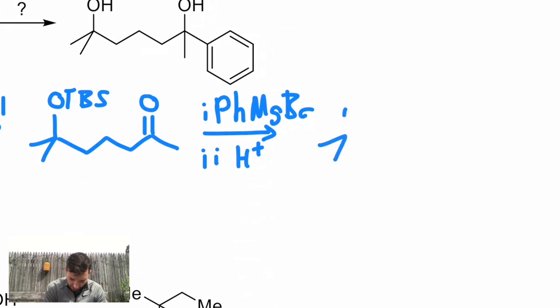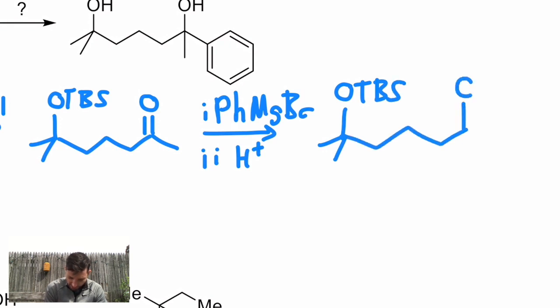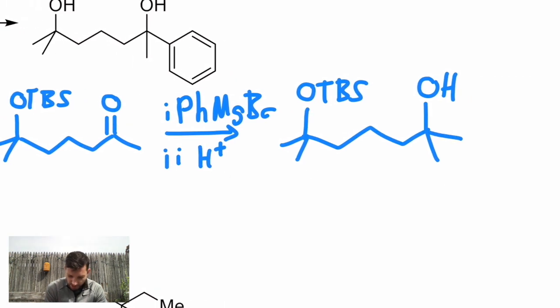But here we're not doing that, so we're just going to show what this turns into. So the left half of the molecule is the same. I have a silyl ether. The right half is now a tertiary alcohol. The methyl that was part of the ketone is still there, but I have a new carbon group, and it's this phenyl ring.